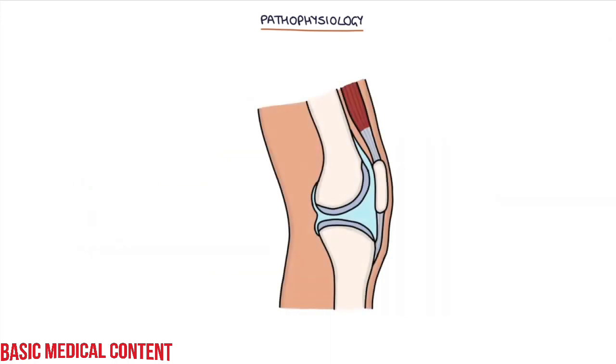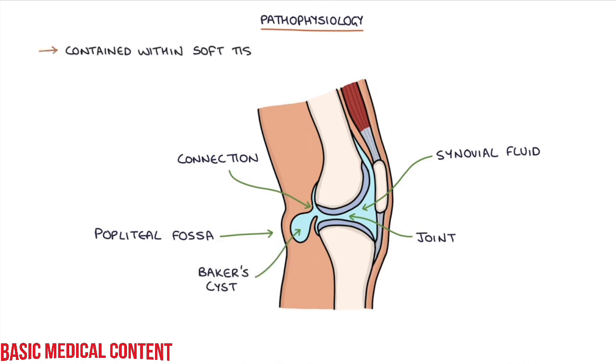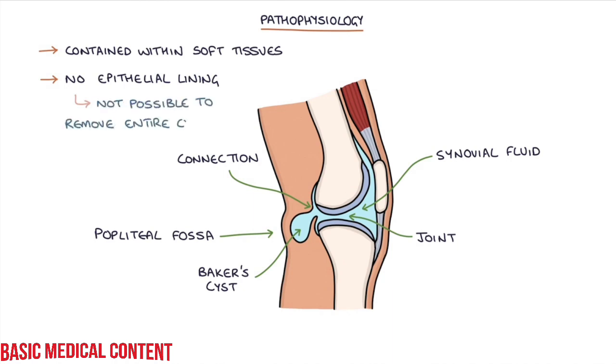Baker's cysts are formed by synovial fluid squeezed out of the knee joint and collecting in the popliteal fossa. A connection between the synovial fluid in the joint and the Baker's cyst can remain, which allows the cyst to continue enlarging as more fluid collects there. Baker's cysts are contained within the soft tissues and they don't have their own epithelial lining, which is an important feature when it comes to management because it's not possible to remove the entire cyst because it doesn't have its own lining.